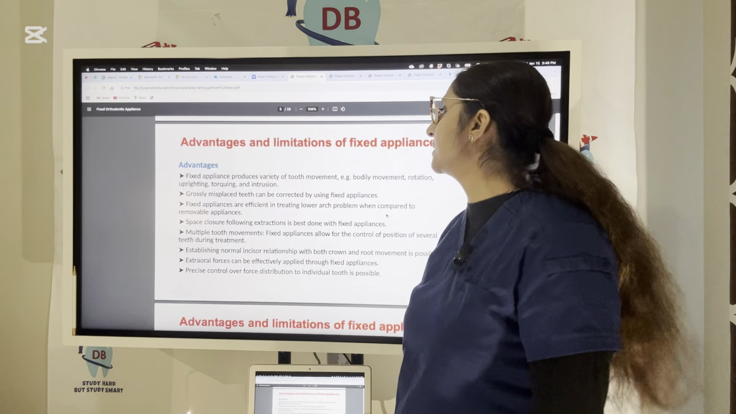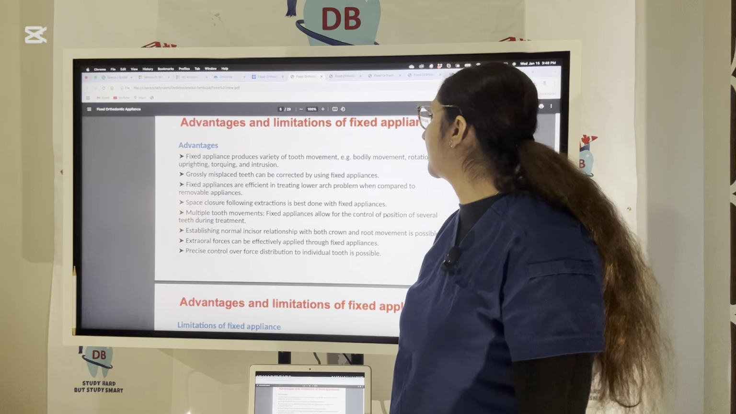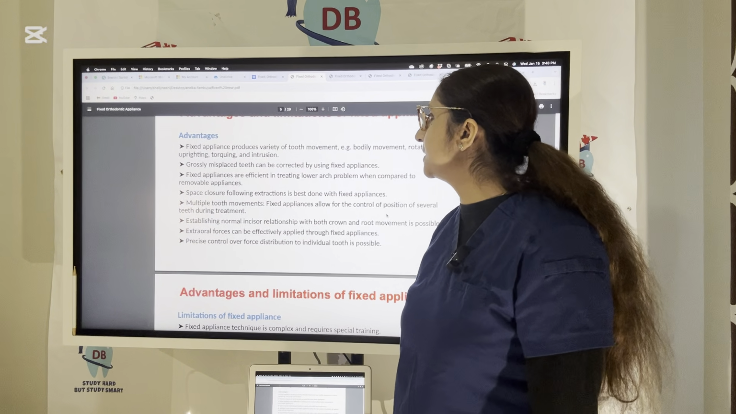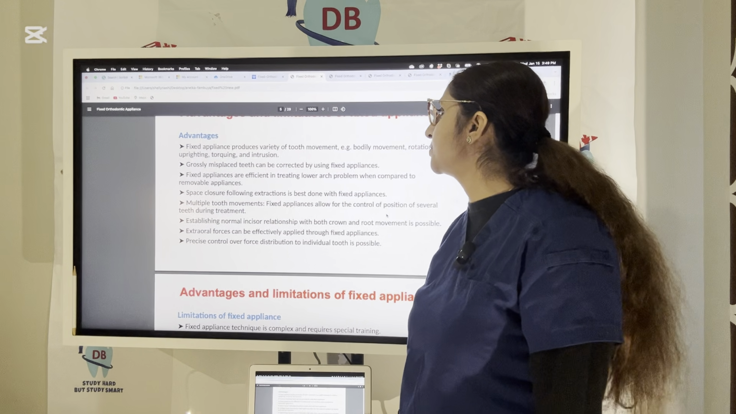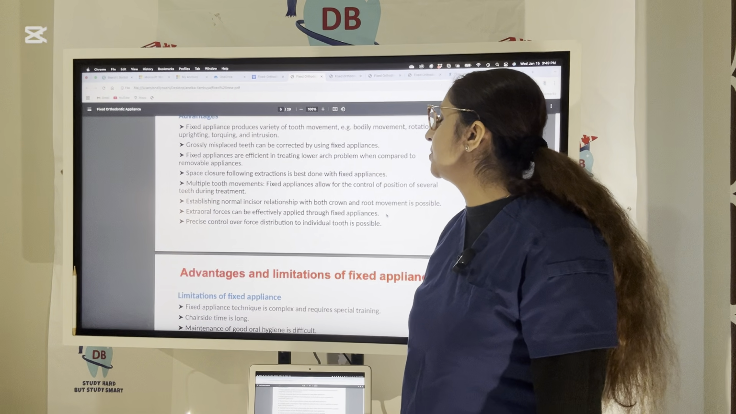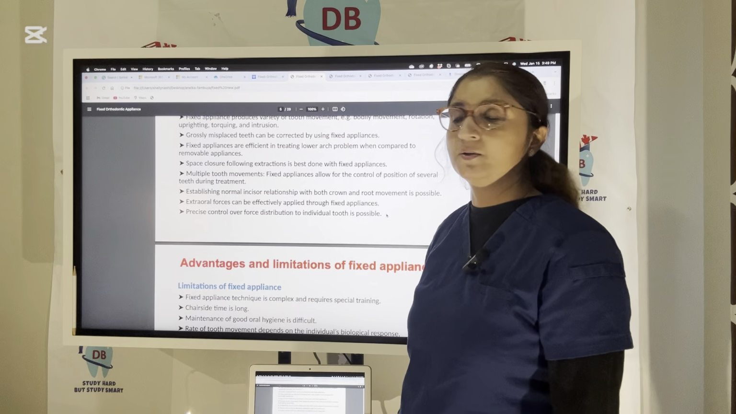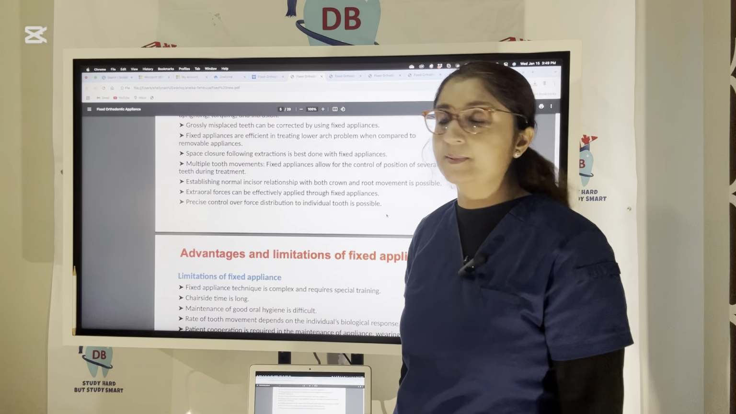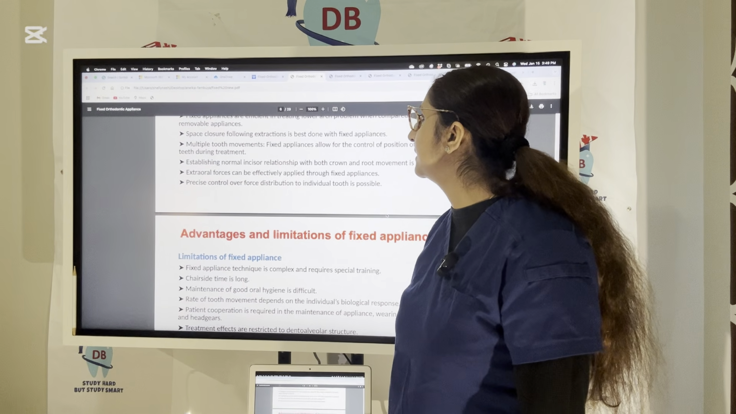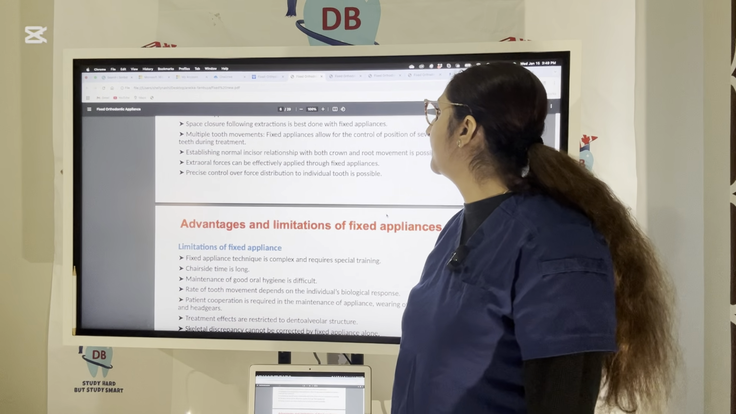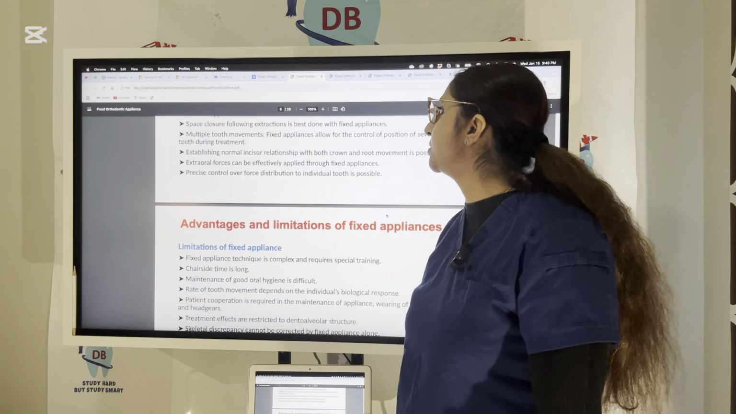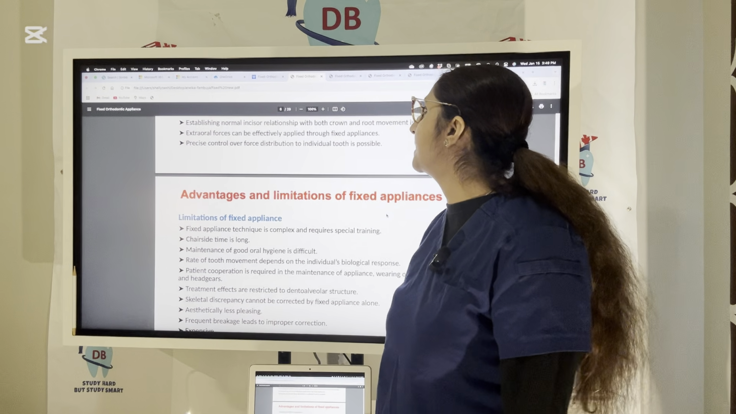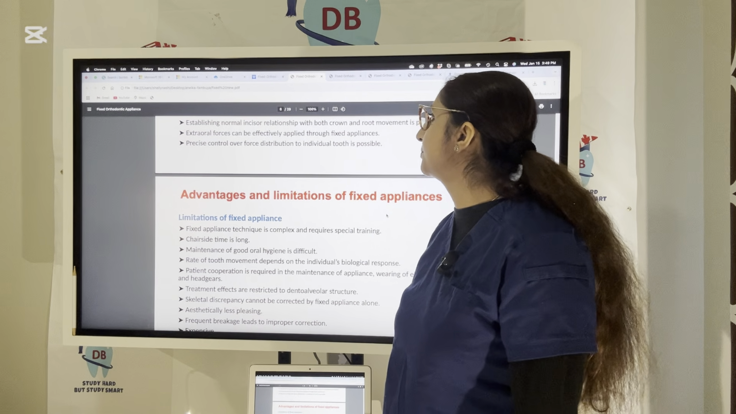Fixed appliances produce a variety of tooth movement like bodily movement, rotation, uprighting, torquing, intrusion. Grossly misplaced teeth can also be corrected by using fixed appliances, and they are efficient in treating lower arch problems when compared to removable appliances. Also, space closure following extractions is mainly done by use of fixed appliances. It can be used for multiple tooth movement. Fixed appliances allow for the control of position of several teeth during the treatment. Also, establishing the normal incisor relationship with both crown and root movement is possible.